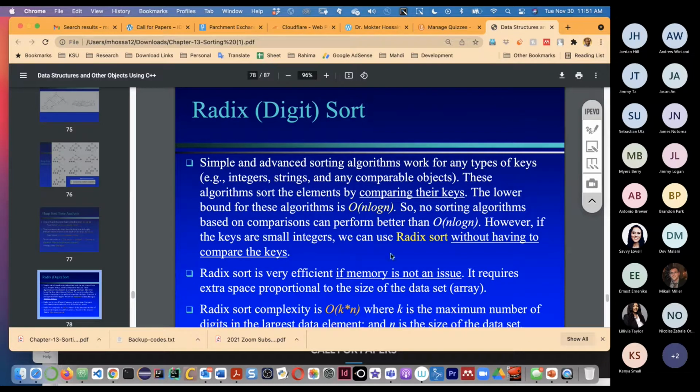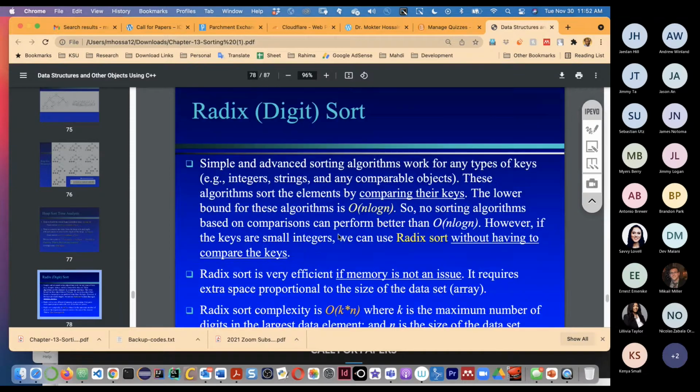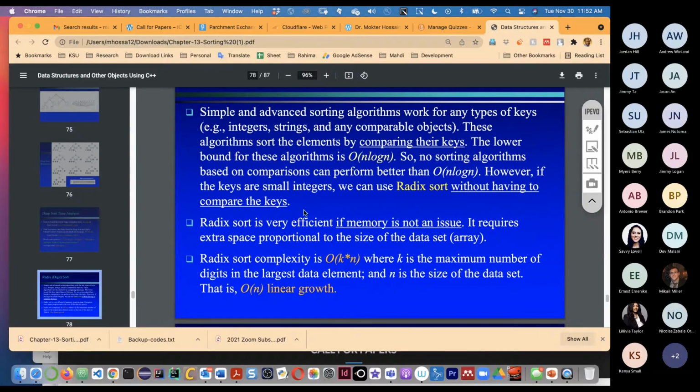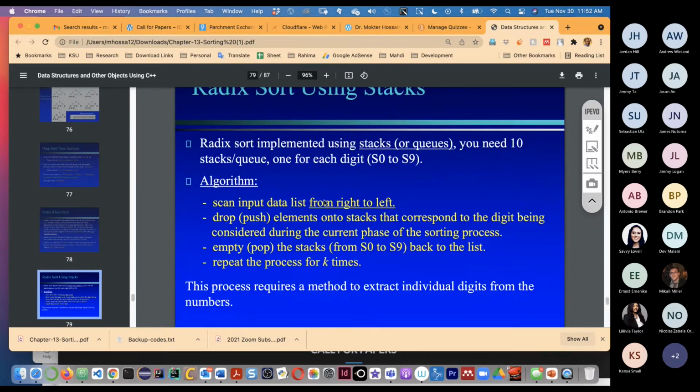Okay, now it's good that I have a few more minutes, then we can discuss this one, Radix sort algorithm. Radix sort is a simple and advanced sorting algorithm, works only for integer type data, or any other type that can be compared to an integer type or can be correlated with integer type data. So since we have a few more minutes, let us discuss Radix sort algorithm.